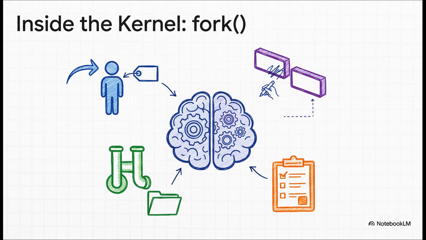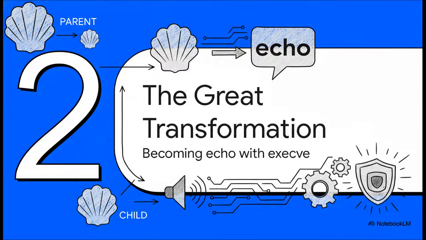It doesn't actually copy all of the shell's memory. That would be slow. Instead, it uses a clever trick called copy on write. They just share the parent's memory until one of them tries to change something. It also copies the connections for input and output, and finally puts this brand new process on the scheduler's giant to-do list. So now we have two shells running, our original one and its brand new clone.